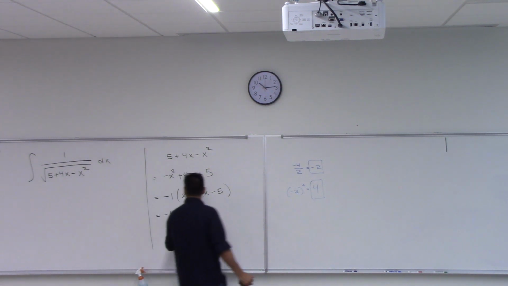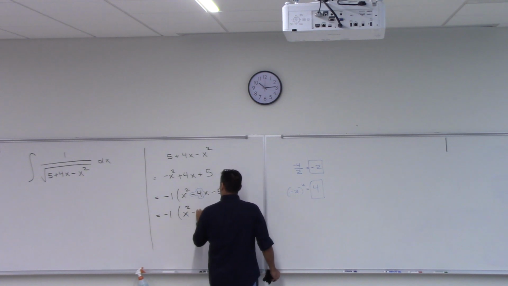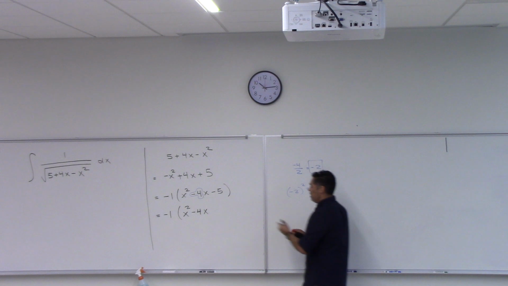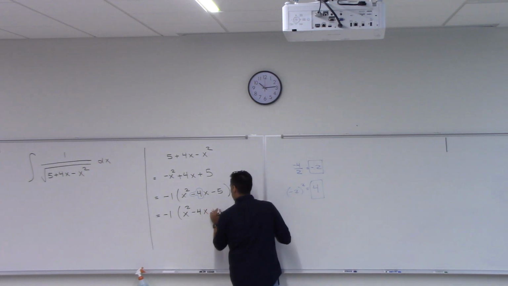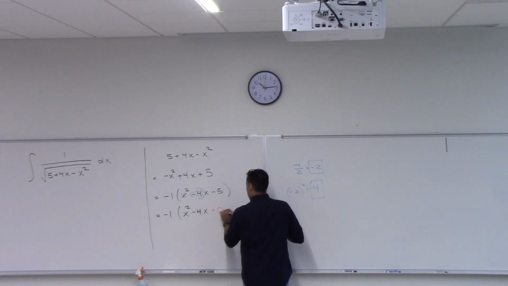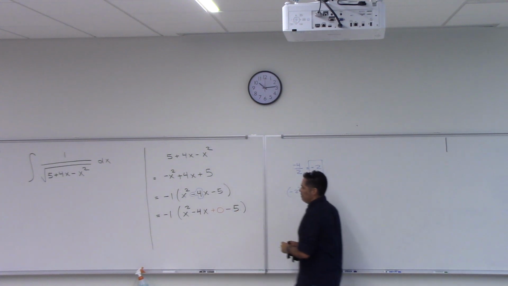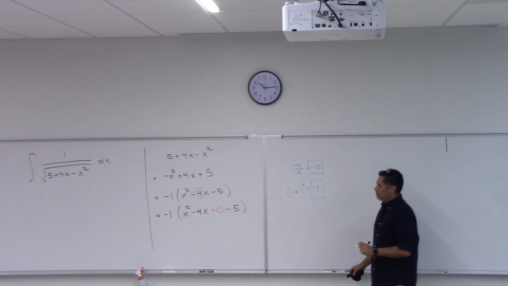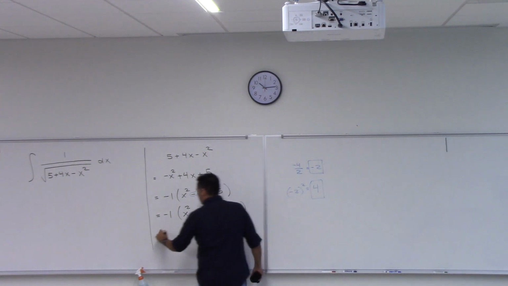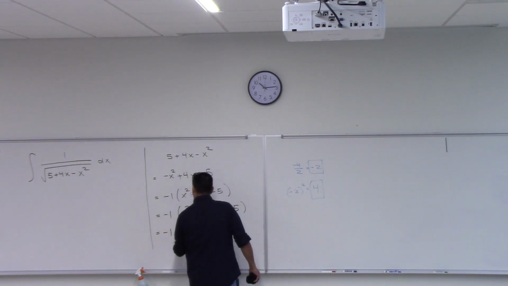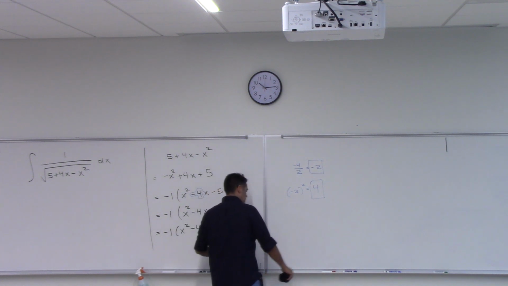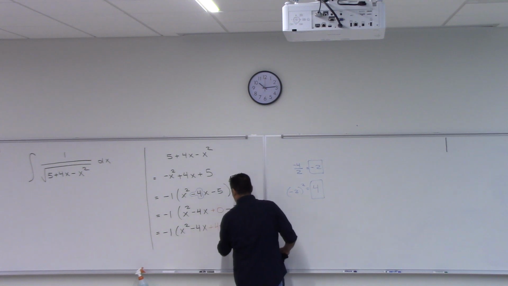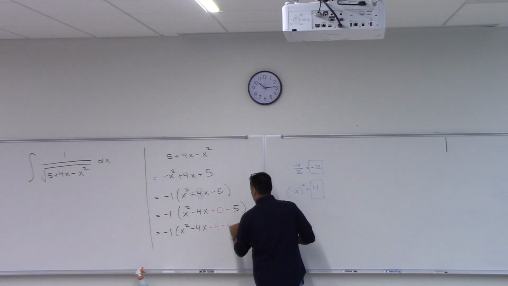Where does the hidden 0 go? Right after the minus 4x, right? Here's my plus 0. And I'm going to rewrite that plus 0 as what? Plus 4 minus 4, right? Not minus 4 plus 4. Plus 4 minus 4. And then I still had the minus 5 there, right?